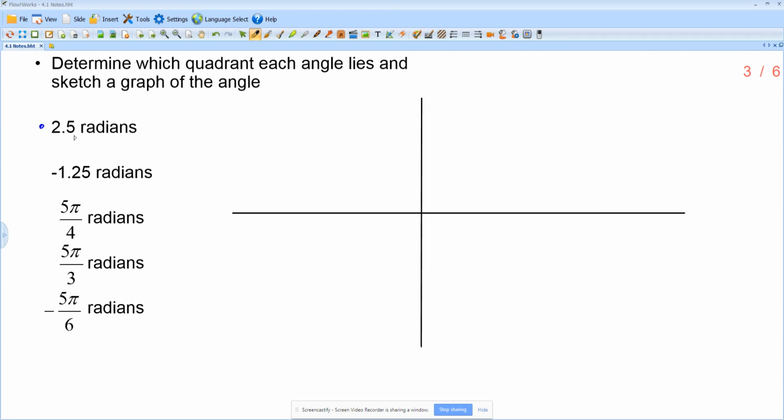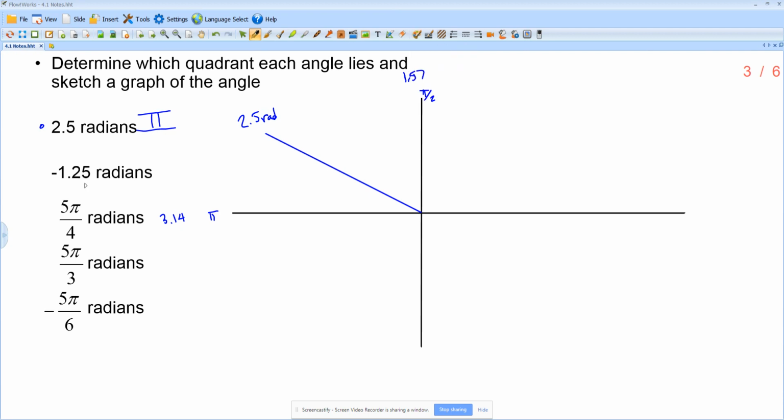So 2.5 radians. When we think about this, here I have pi. Pi is 3.14 radians. Right here, I have pi halves. Half of 3.14 is 1.57. So what do I know about 2.5? Well, it's got to be somewhere here in this second quadrant because it's between 1.57 and 3.14. We may not know exactly where. I'll just put it right here, and I will say that this is 2.5 radians.